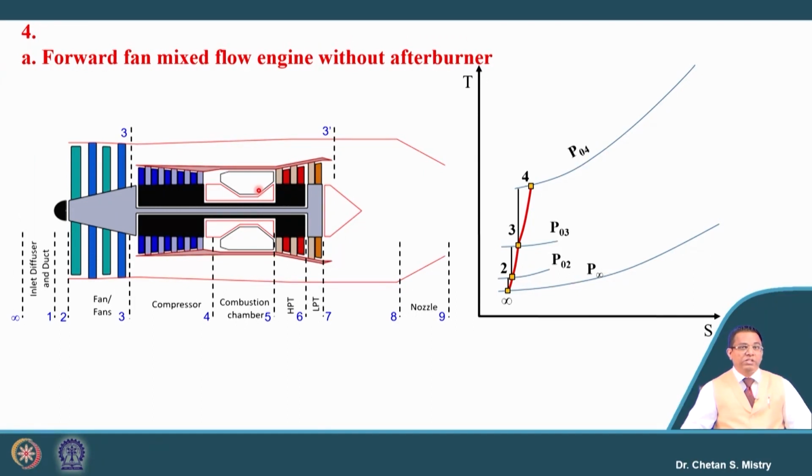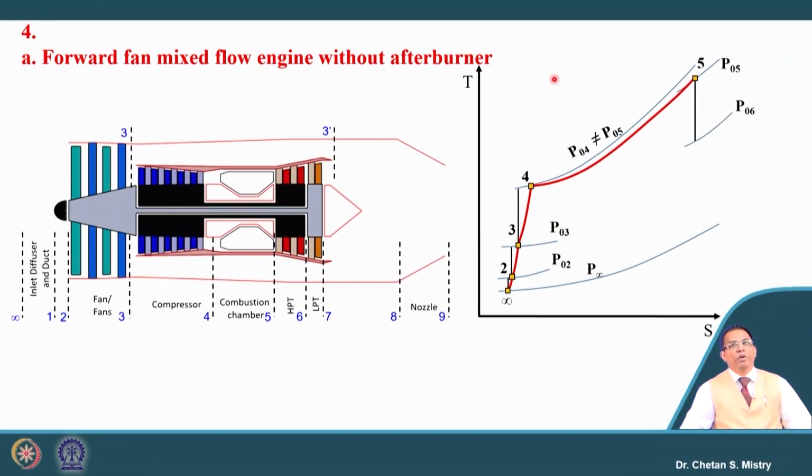We have discussed that the combustion process in a gas turbine engine does not happen at constant pressure because of losses, and that leads to a drop in total pressure. This will be in the range of 2 to 5% of the entry pressure. So you can say this is my turbine entry pressure and turbine entry temperature.